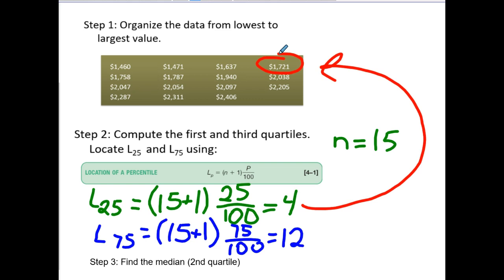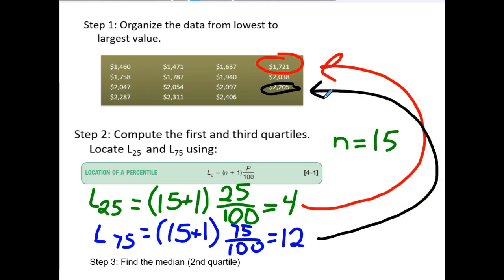Then we are going to find the third quartile, which is at the 12th spot. So we are going to count again. 1, 2, 3, 4, 5, 6, 7, 8, 9, 10, 11, 12. So here is our 12th position, 2,205, and that is our third quartile.